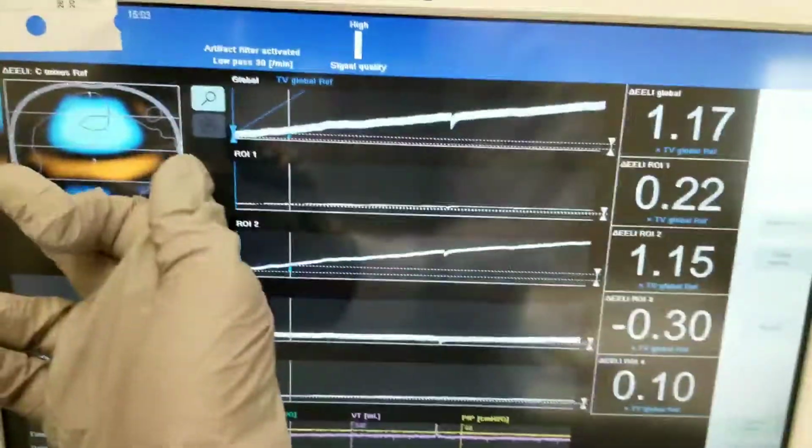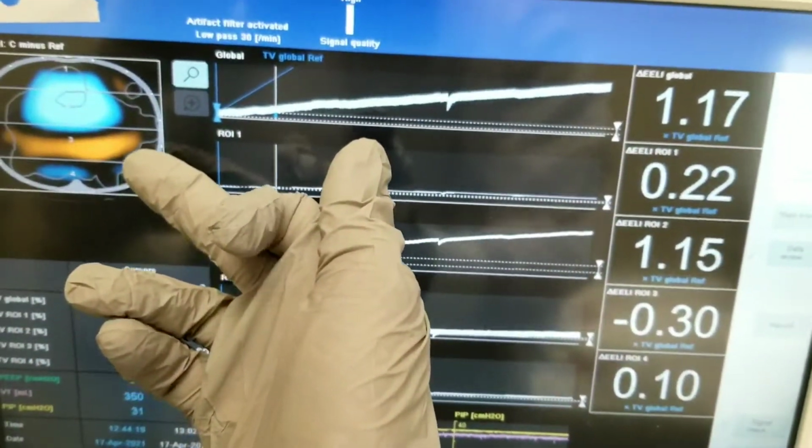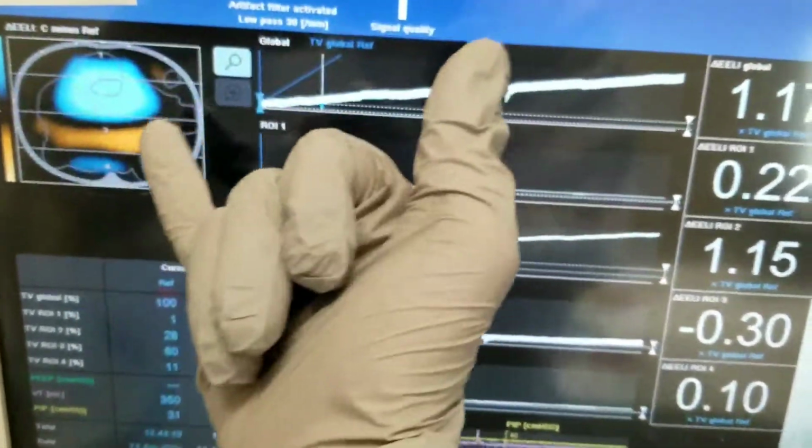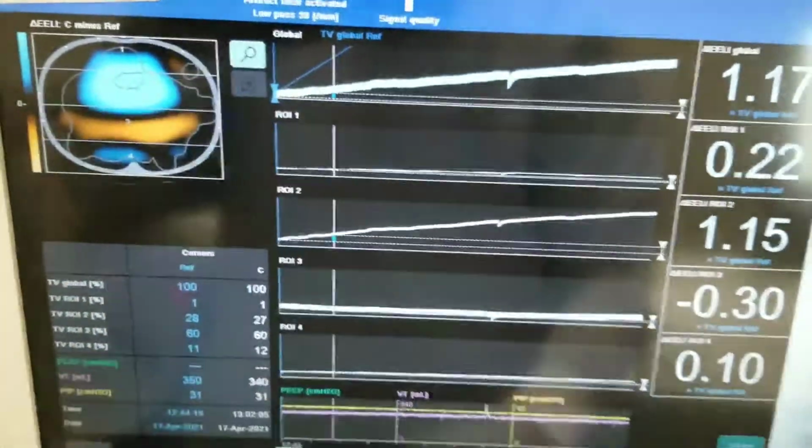Now I understand the gravity dependent regions are the most important, but we're still losing a lot of diffusion capacity. It's not like the top of this lung here is completely useless. It does take part in gas exchange.